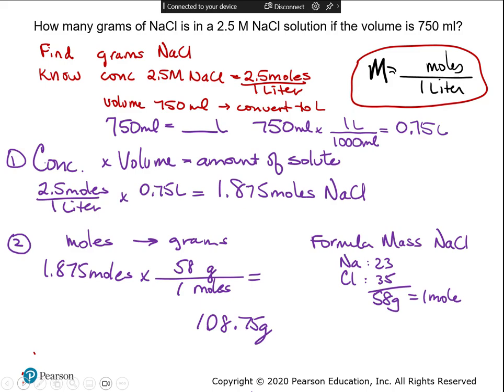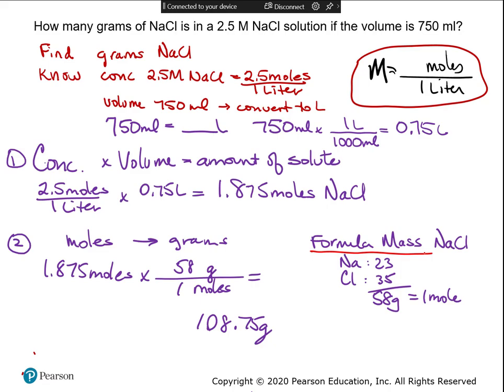So now I know how much solute. So I know it's 1.875 moles, but the answer I want is in grams, so I've got to do one more step. So it's a second step. I need to figure out how many moles, 1.875, convert that to grams, and to do that, I have to use the formula mass. So remember, you just add up the mass of the sodium plus the mass of the chlorine. That's 58 grams is equal to 1 mole. So it's just a single step. 1.875 moles times, put moles on the bottom, grams on the top. 1.875 times 58 gave me 108.75 grams as my final answer.